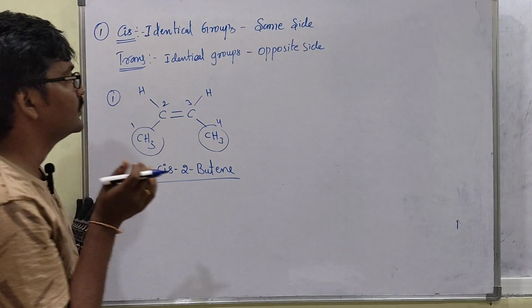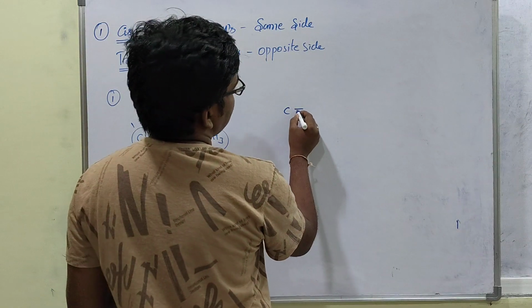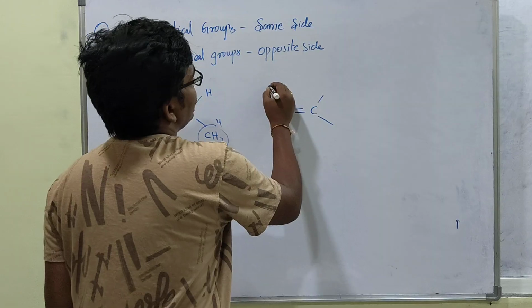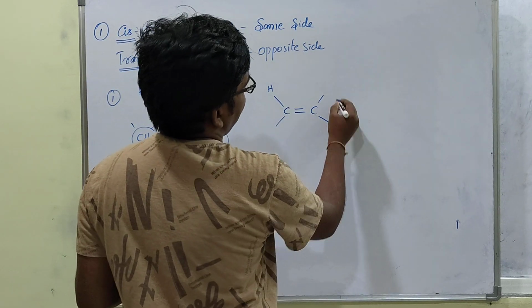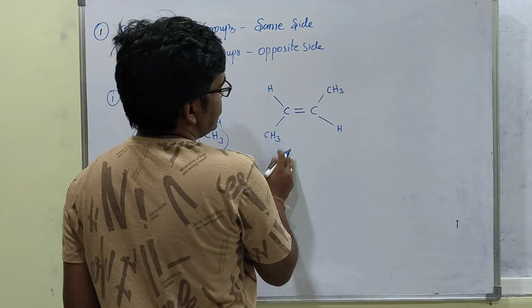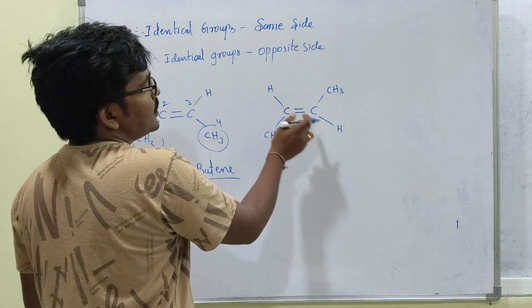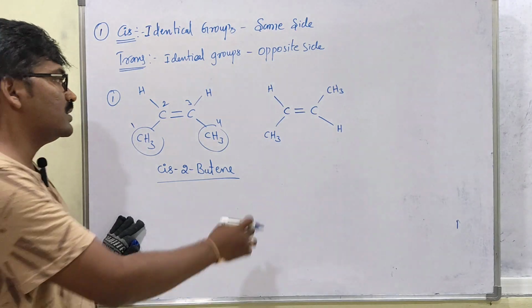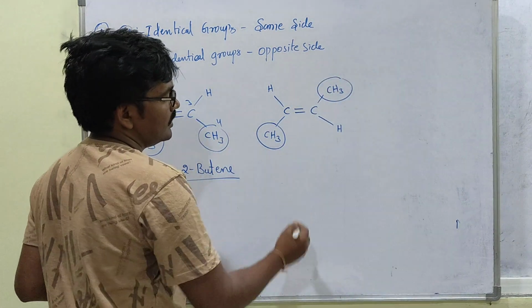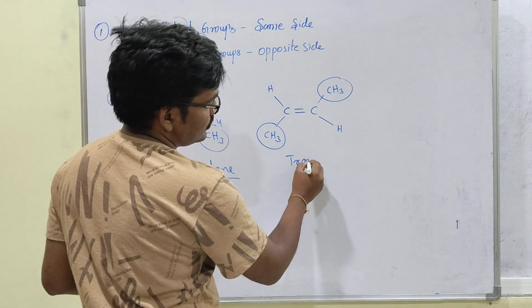So next, C double bond C is there. Then H, CH3, then CH3. We'll see, then identical groups are on the opposite side. Either CH3 if you take or H if you take, identical groups are on the opposite side. Then we call it a trans isomer.